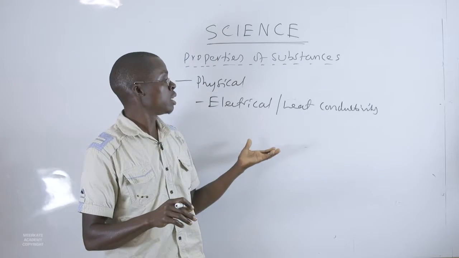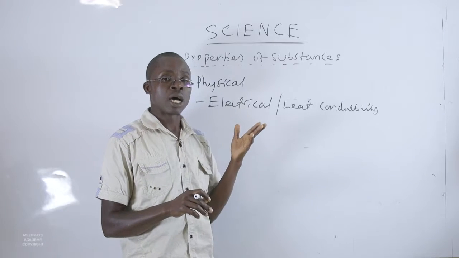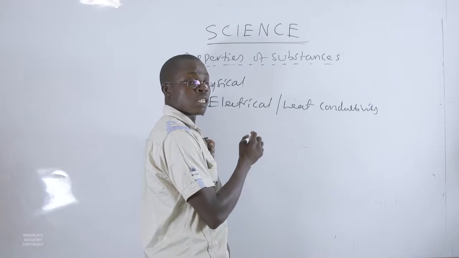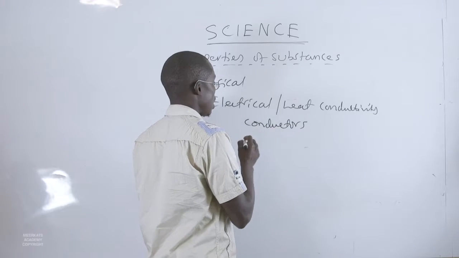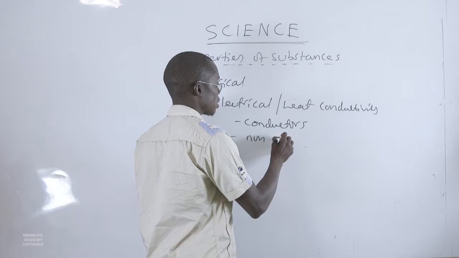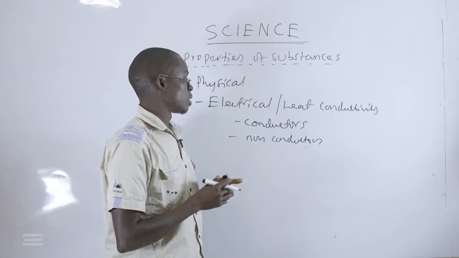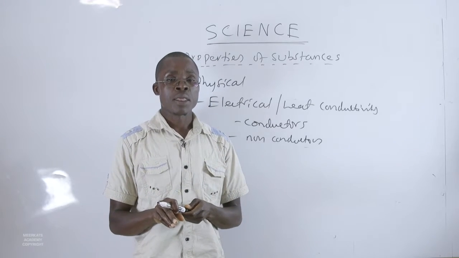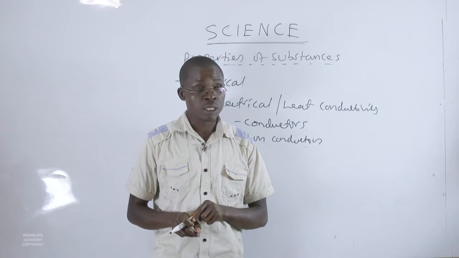So we can easily categorize substances into conductors and non-conductors. Those that conduct electric current, we call them conductors, and those that do not conduct as non-conductors of electricity. So conductors and non-conductors of electricity. That will be another way of describing substances physically.